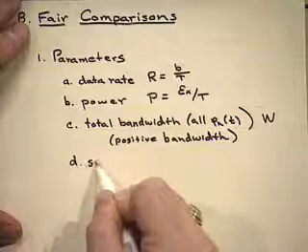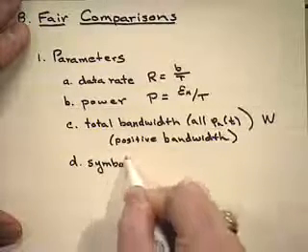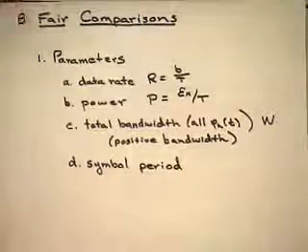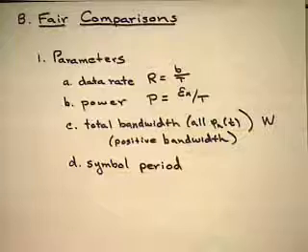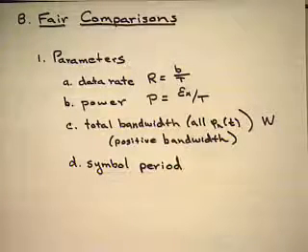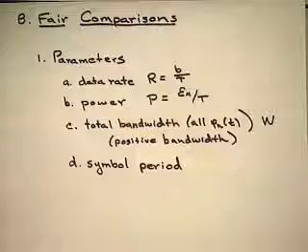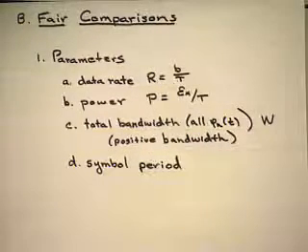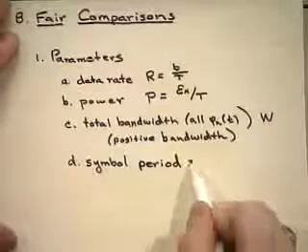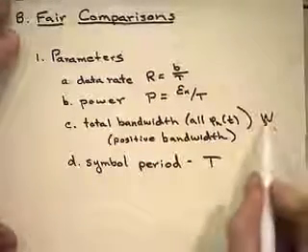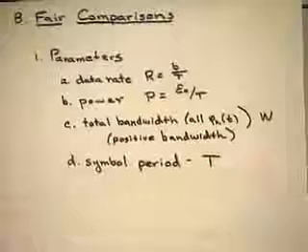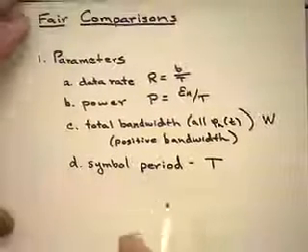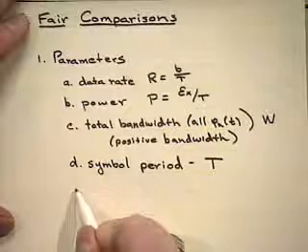D, the symbol period. Even if I've got two systems that use the same bandwidth, the same power, the same data rate, if somehow one is using longer symbol periods, it may not come out in the data rate and power comparison, but they really should be using the same symbol period. It's kind of like bandwidth. You can get more basis functions if you have a longer time interval. So that should perhaps be the same also.